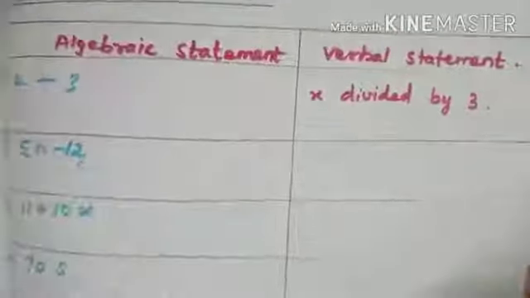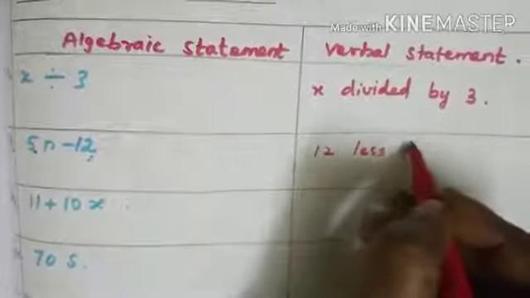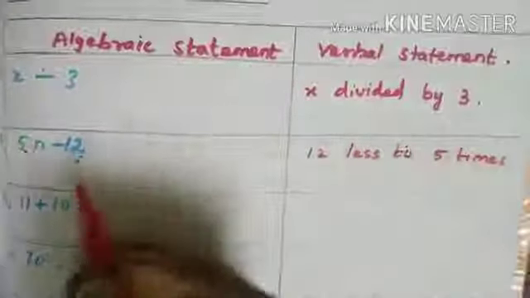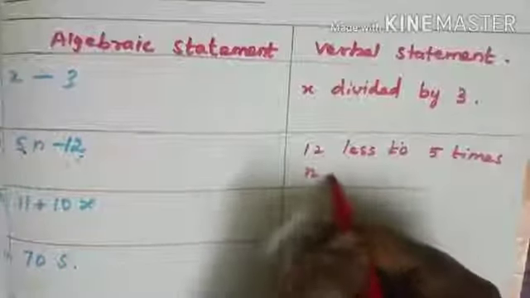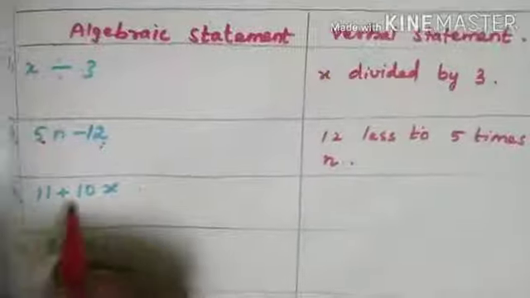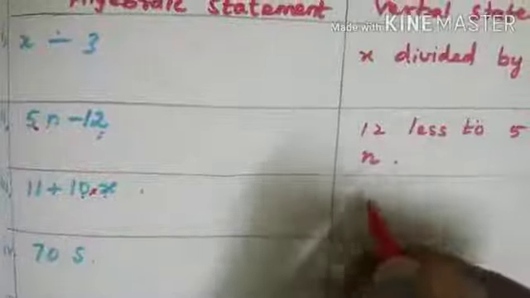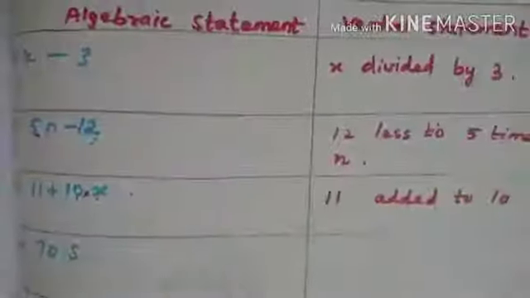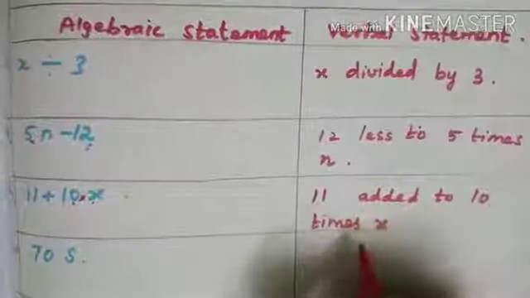So how we are going to write? You see 12 less to 5 times n, isn't it? So 12 less to 5 times n. Next question, 11 plus 10x. So 10 into x, here multiplication. So how we can write? 11 added to 10 into x, that is 10 times x. 11 added to 10 times x.